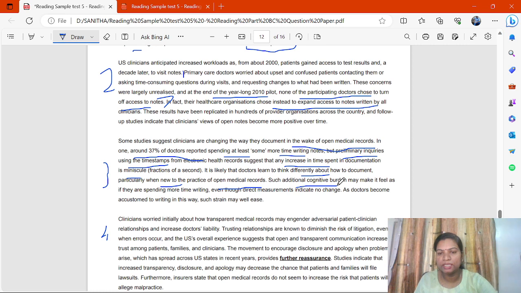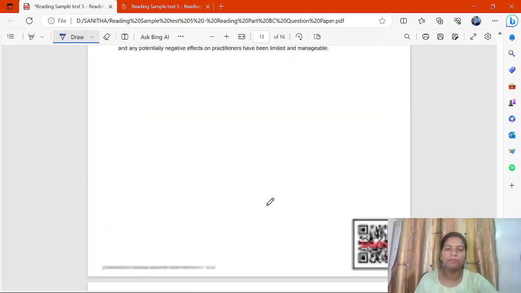Such additional cognitive burden may make it feel as if they are spending more time writing, even though direct measurements indicate no change. As doctors become accustomed to writing in this way, such a strain may well ease. Okay, this is the passage they are talking about. Then come to the options.